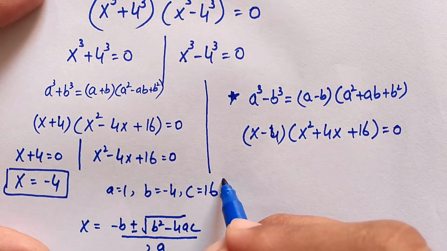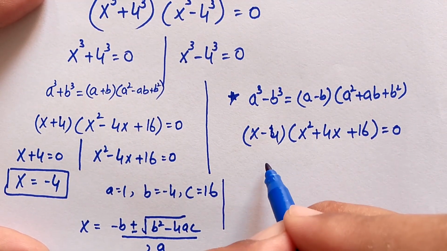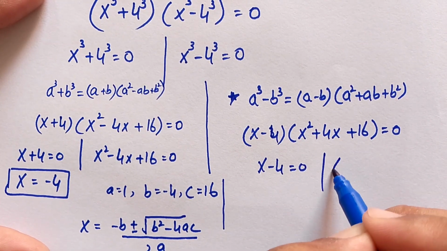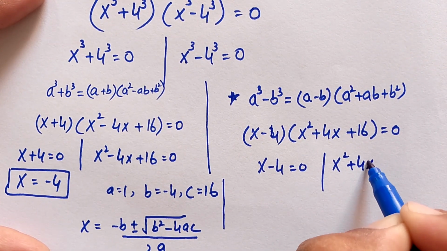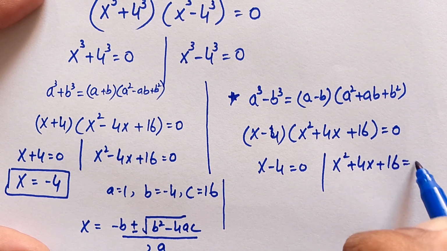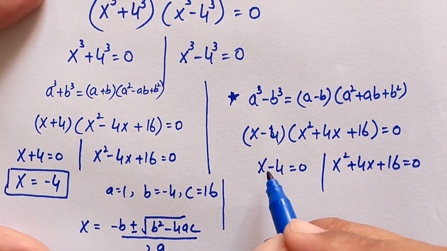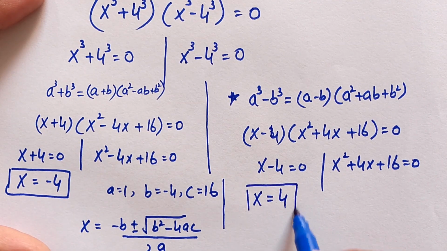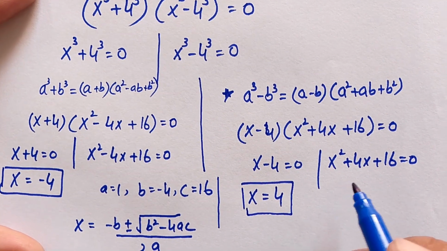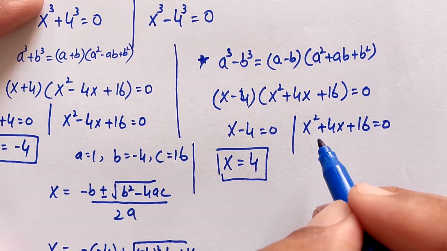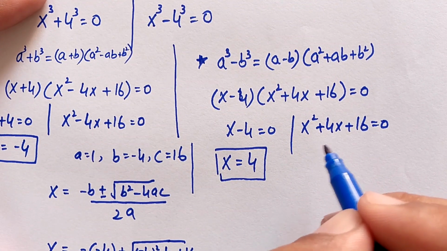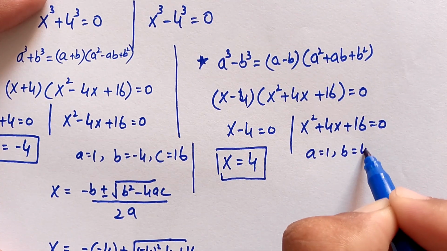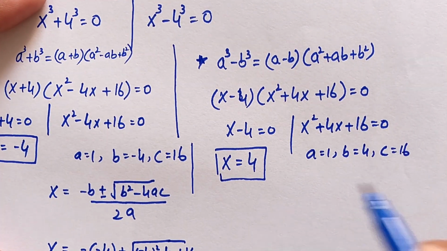Now here again we obtain two cases. The first case is x minus 4 is equal to 0, and the second is x square plus 4x plus 16 is equal to 0. Now we move this 4 to the right side, so x is equal to plus 4. So this is the second real solution. Now we have to solve this side using the quadratic equation, where a is equal to 1, b is equal to 4 and c is equal to 16.